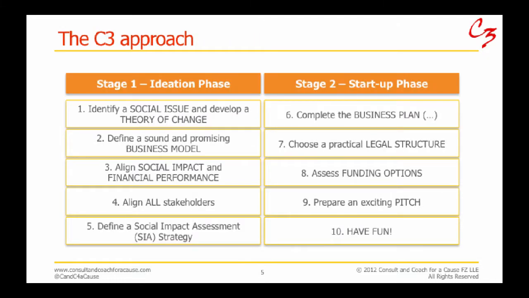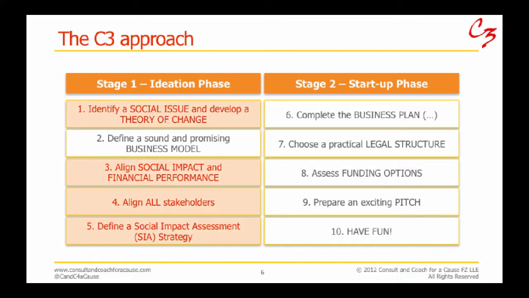After years of dealing with early-stage social enterprises, C3 has designed the journey that an aspiring social entrepreneur should go through in order to build a successful organization. We have identified 2 key stages. The first stage is the ideation phase. This is a very important phase during which the social entrepreneur needs to focus on the social business idea and get the right fundamentals in place. The second stage is the startup phase. This phase is about getting into the details of the business plan, as well as setting up and launching the company.